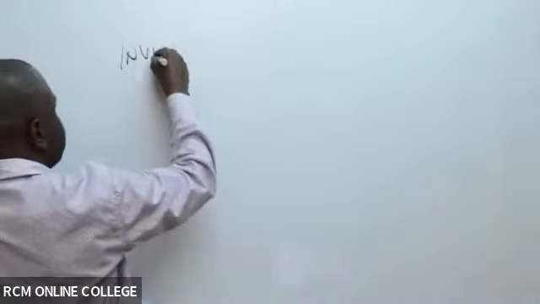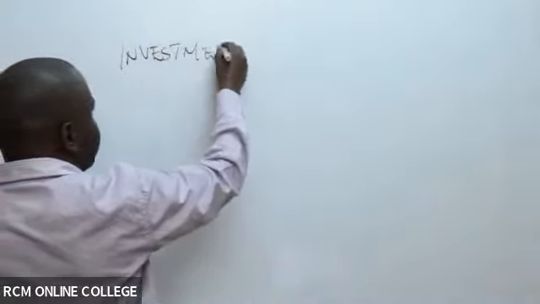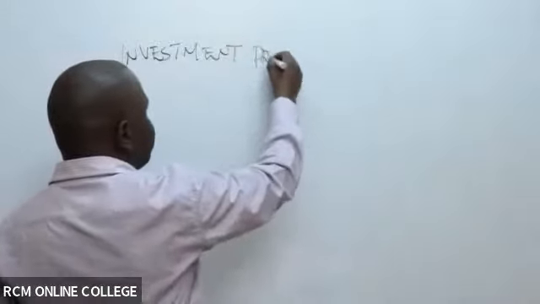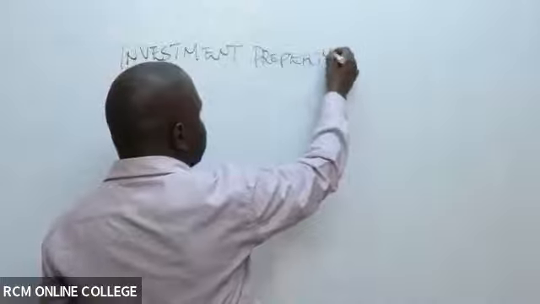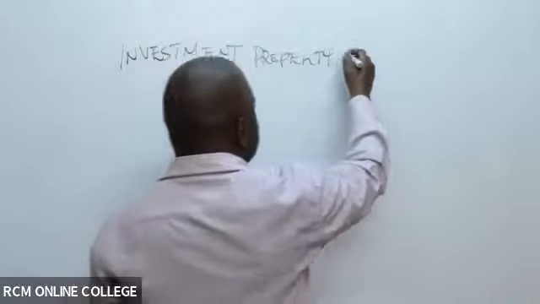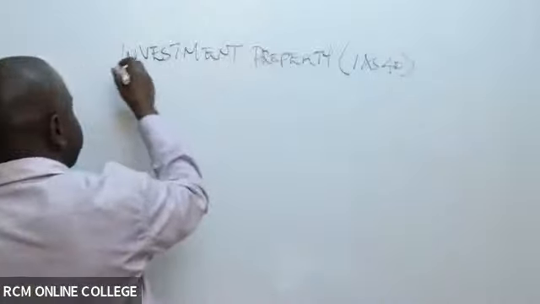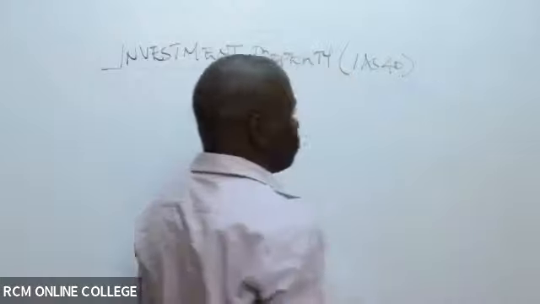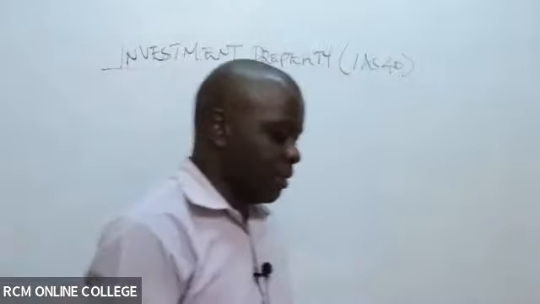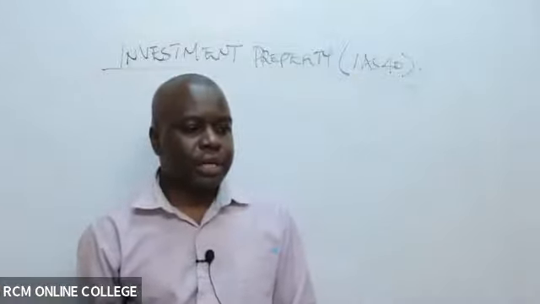So the first area there you can see is what? Investment property. So investment property is actually under International Accounting Standard number 40. How do you deal with the investment property in your books of accounts? Investment property is International Accounting Standard number 40.